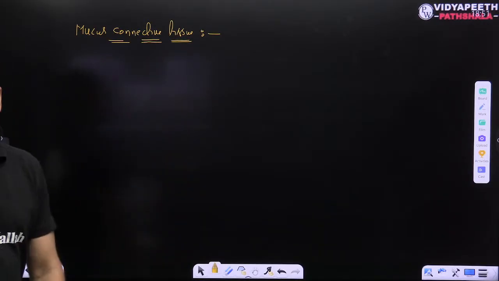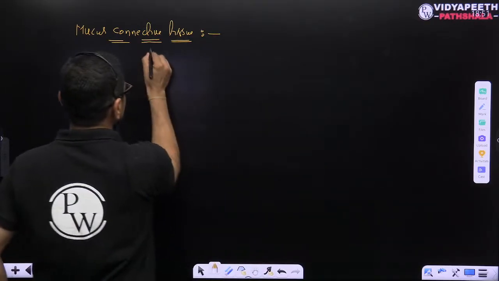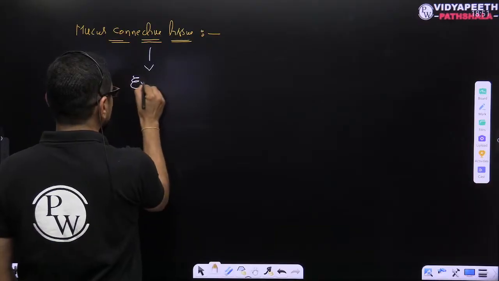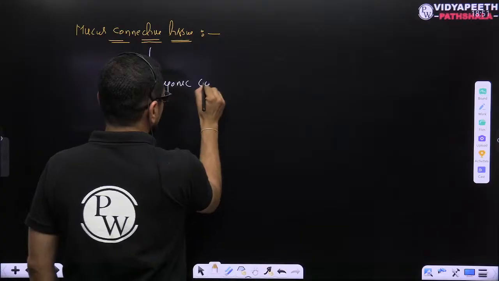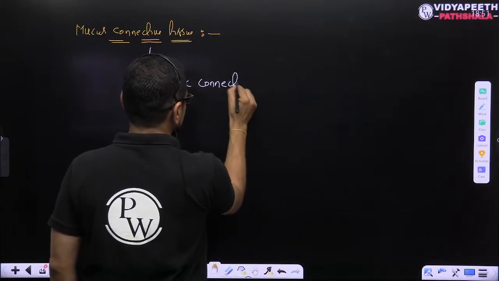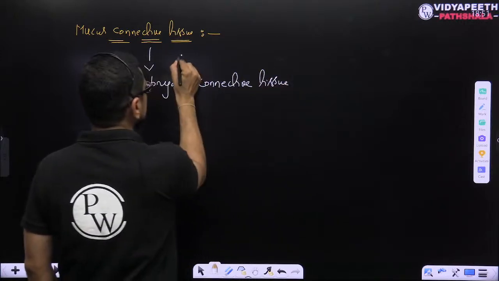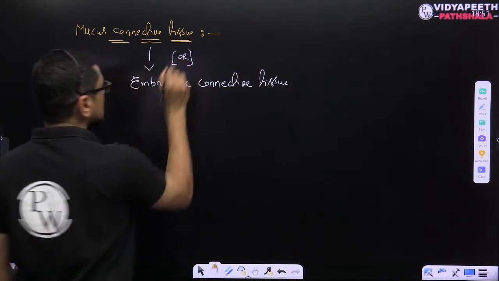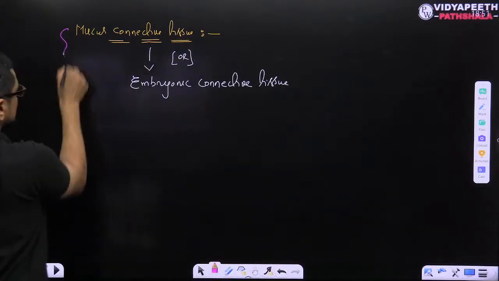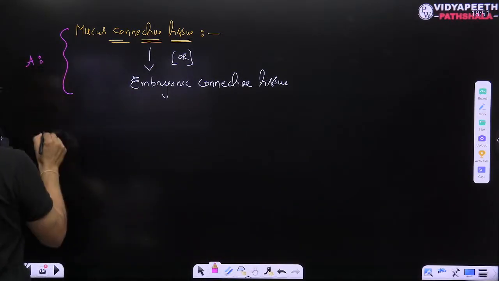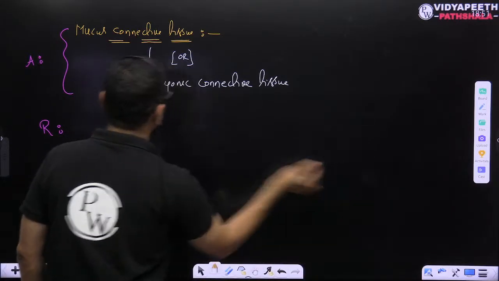So what is this mucous connective tissue? Here the mucous connective tissue is present in embryo. That is the reason why this is also called embryonic connective tissue. I will write one assertion reason question here. Assertion: mucous connective tissue is also called embryonic connective tissue. I think you know assertion reason questions. And what is the reason?